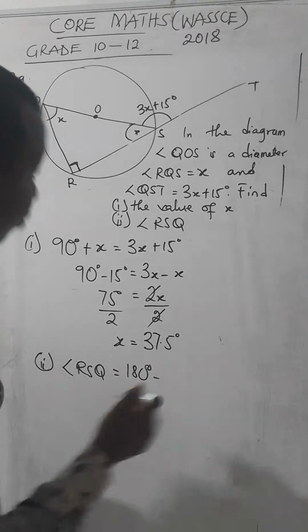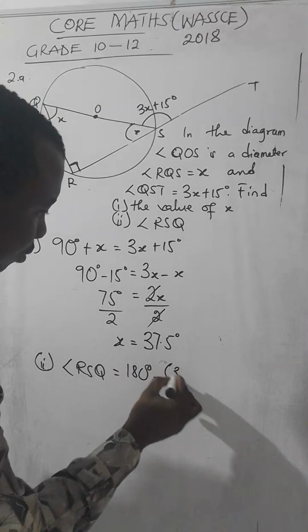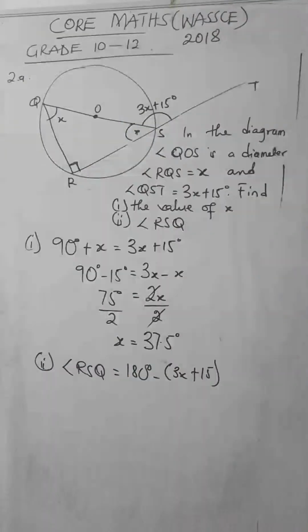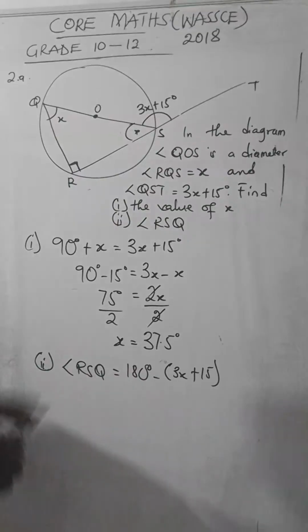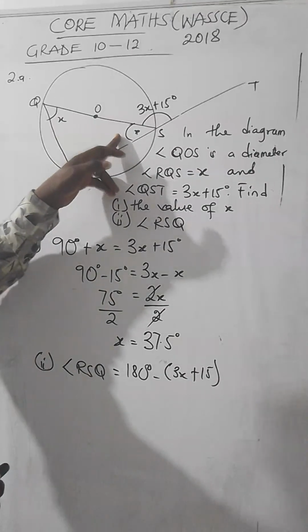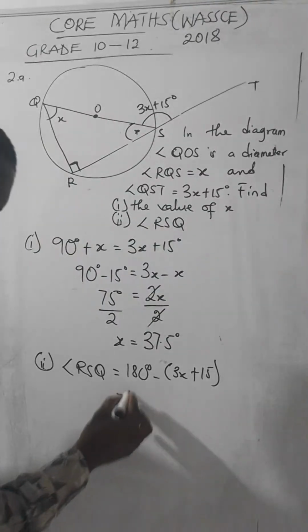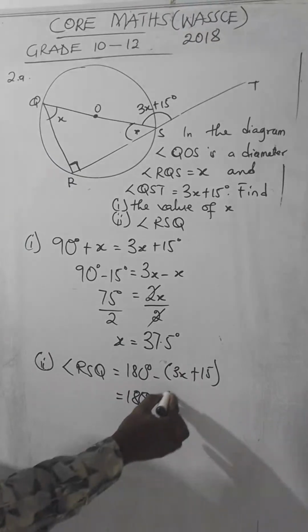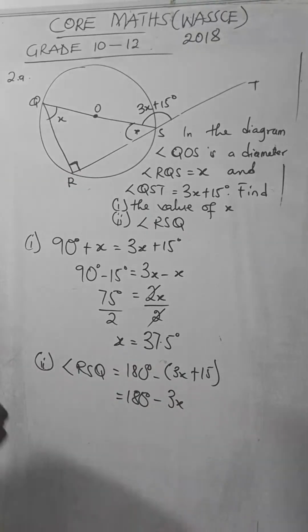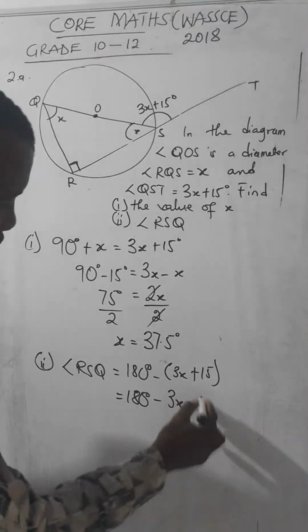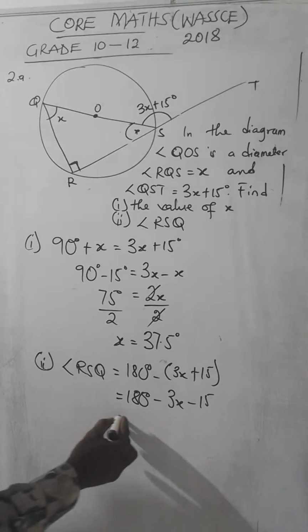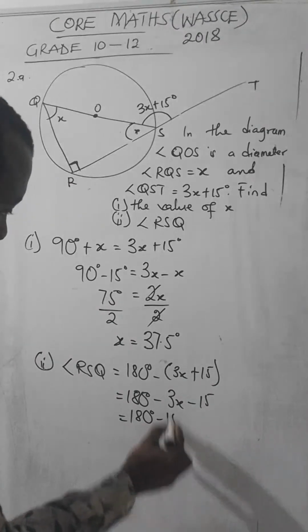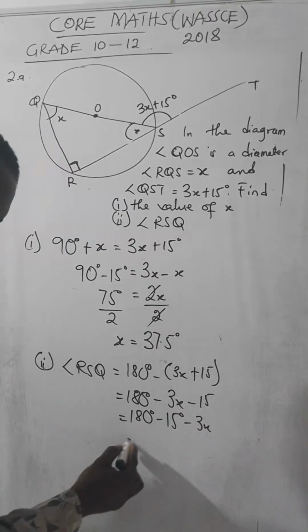minus 3x plus 15. So here, 180, but we have 3x plus 15 already there. So you subtract it from it, then you know the angle here. So here we have 180 degrees, you expand the bracket. Negative times 3x is negative 3x. Negative times 15 is minus 15. So we group the like terms and we have 180 degrees minus 15 degrees minus 3x.